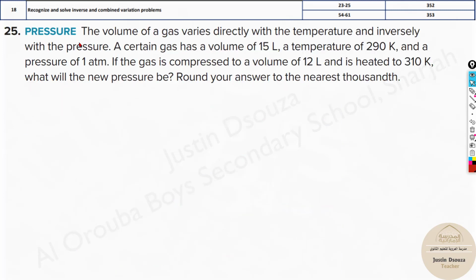This problem is about pressure. The volume of a gas varies directly with the temperature and inversely with the pressure. A certain gas has a volume of 15 liters, a temperature of 290 Kelvin, and a pressure of 1 atmosphere. If the gas is compressed to a volume of 12 liters and is heated to 310 Kelvin, what is the new pressure? Round the answer to the nearest thousandth.